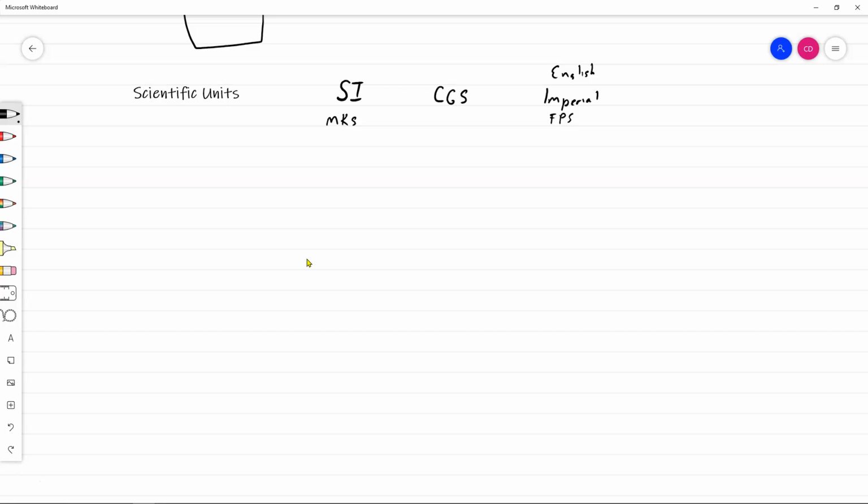We're going to spend about 90% of the class on SI units on the left side, maybe 10%, mostly in this first chapter, on English and Imperial, and CGS we really won't approach. I just want you to know it exists.